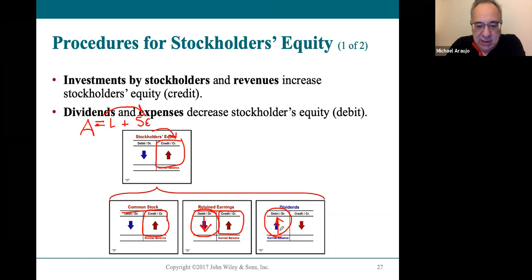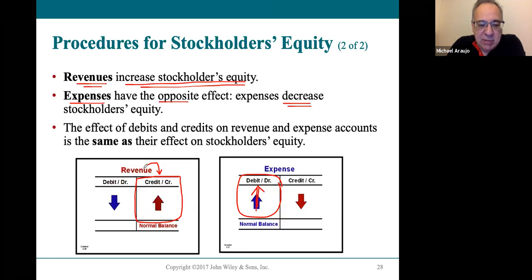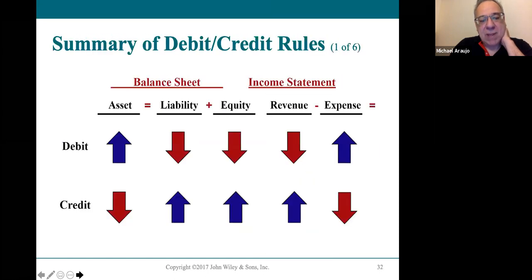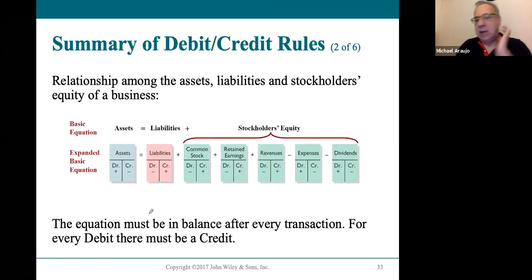The more dividends we have, the less retained earnings we have. However, retained earnings increase with net income. Net income comes from revenue. So revenue increases stockholders' equity. So there's a few things there, and those are some rules. This is my favorite.